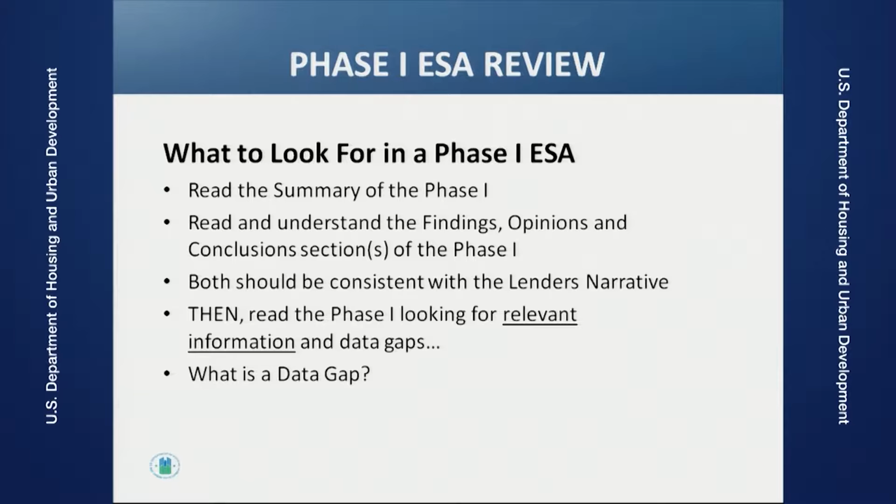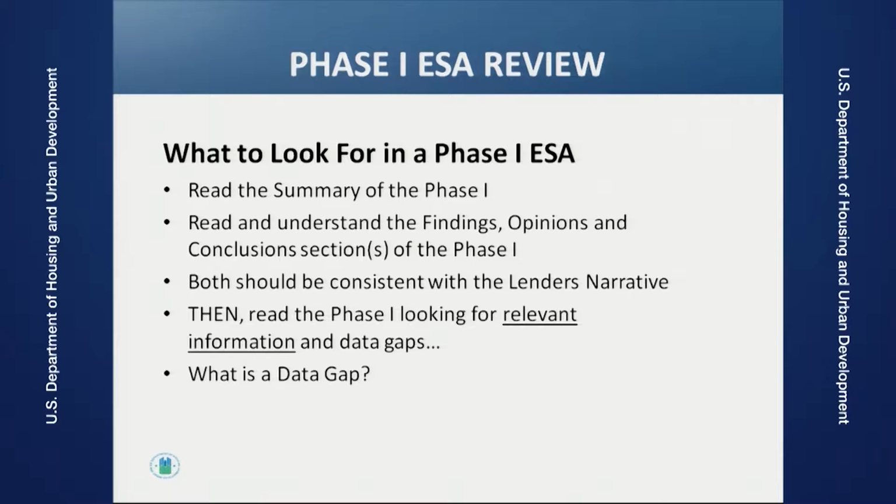then, you're going to go back into the phase one and read it from the beginning until signatures, and you're looking for relevant information and data gaps. Data gaps are roadmaps where the environmental professional found that there wasn't enough data. There was a gap in, say, Sanborn maps, historical uses, and they will comment as to whether they are relevant, and basically their word is significant.